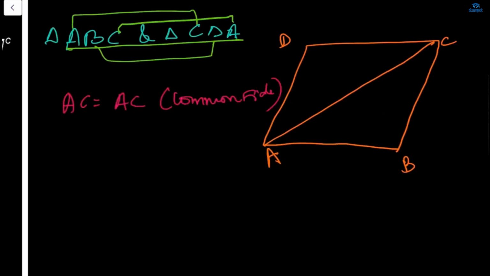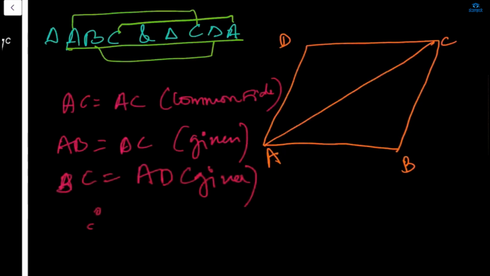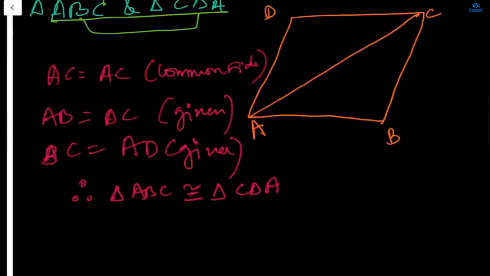So AB is equal to DC, and this is given. And AD is equal to BC, this is also given. Now all the three sides are equal to the three other sides. Therefore, triangle ABC is congruent to triangle CDA. Now the alternate angles. What are the alternate angles? Which two angles are you going to prove? Two alternate angles are there.